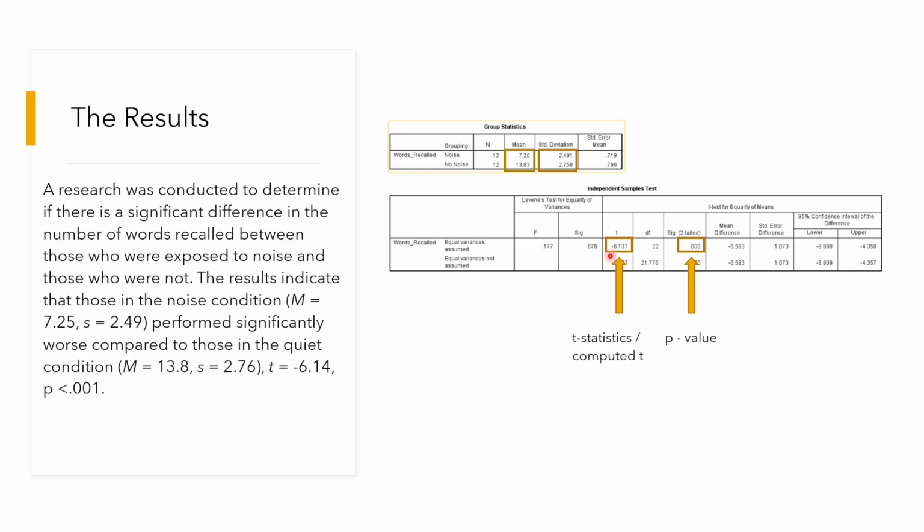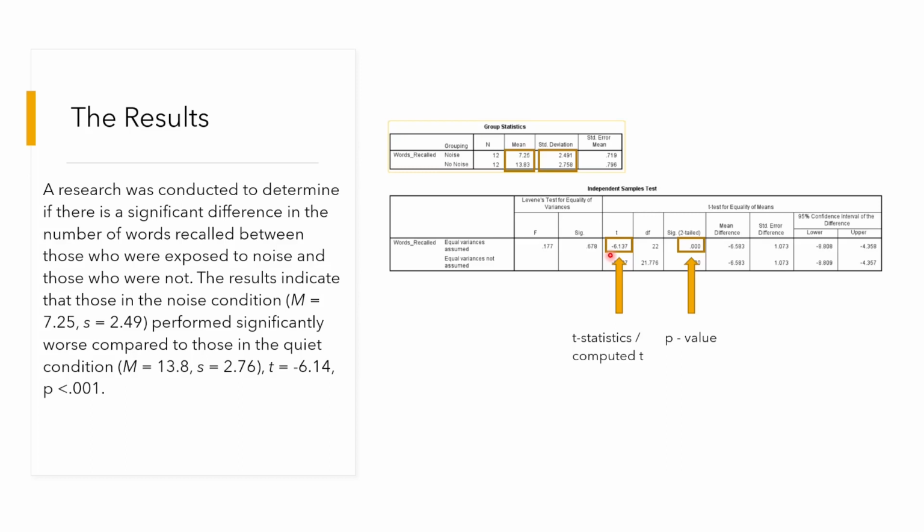Actually, what we do is we just disregard the sign of the statistic. We just focus on the value, because whether it's negative or positive depends on which group you inserted first into the analysis. So if it happened that I assigned the quiet condition as group 1, while the noise condition was assigned as group 2, then this value would have been positive. So typically we disregard the sign of the t-statistic.